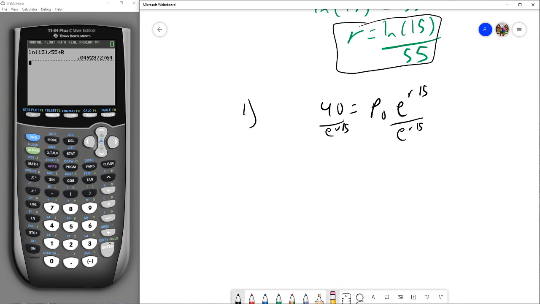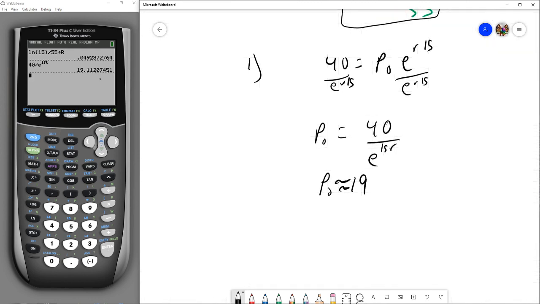Alright, so dividing that out, we get P naught is equal to 40 over e to the 15r, and we know all the quantities on the right, so we just need to plug this into the calculator, and that gives us 19. Alright, so our initial population is approximately 19.